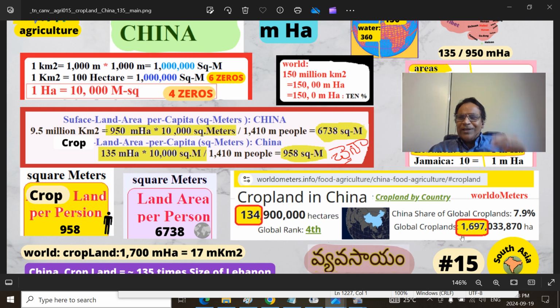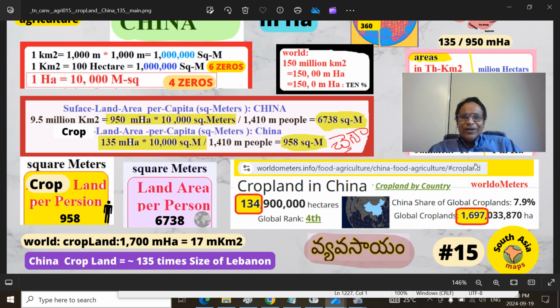The Russian Federation has 17 million square kilometers. That means 1700 million hectares. So the world cropland, I put it as 1700 in other presentations. Sometimes I might have said 1600 or so instead of 1700. So keep in mind where we get the statistics.